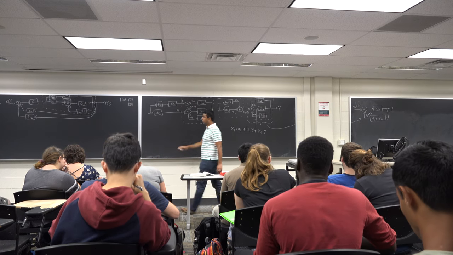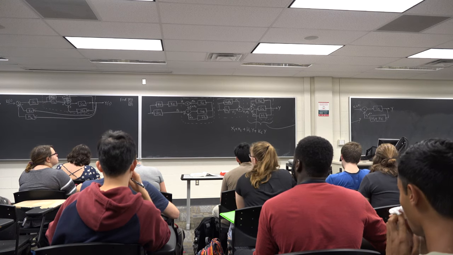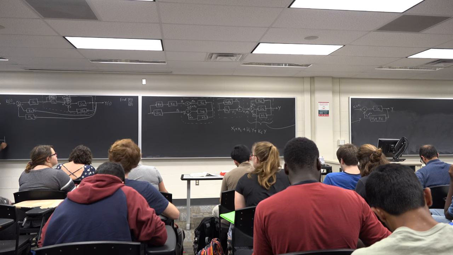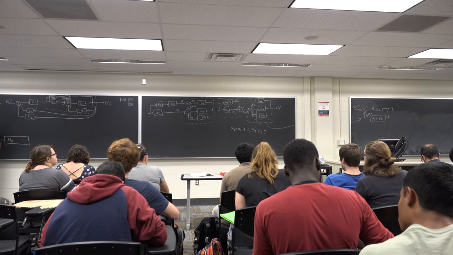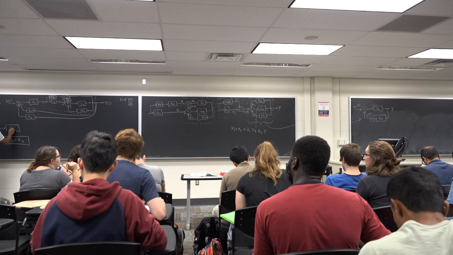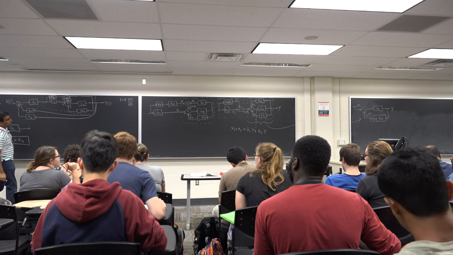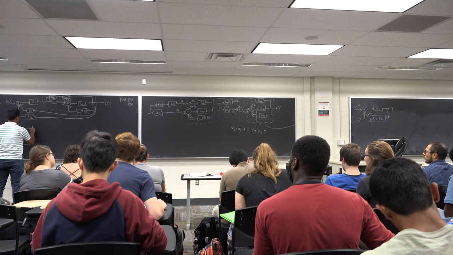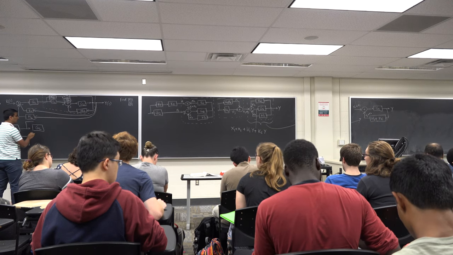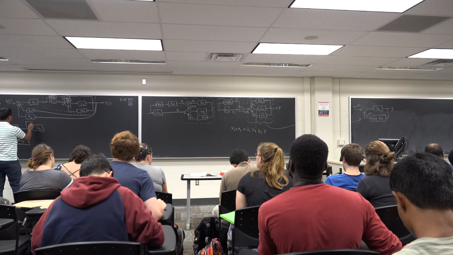Okay. So let me redraw the equivalent diagram here. So I have R of S, I have H2 plus K4, I have G1, then I have G2, K5, K6.